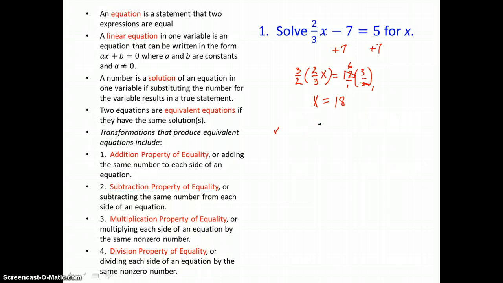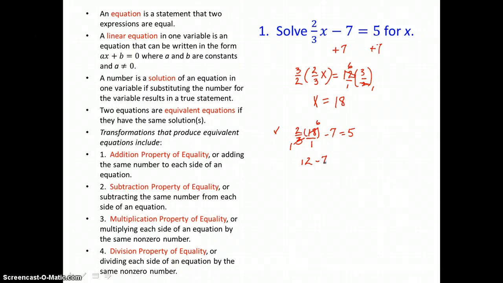Now we can always check our solution, x equals 18. We can substitute 18 into that original equation for x, simplify, and see if we get a true statement. So we want to simplify on the left and see if that equals 5, which is on the right. So we'll multiply first, canceling this factor of 3 top and bottom. 3 goes into 18 6 times and into itself once. So we get 2 times 6, or 12. Again, we have a denominator of 1 that we don't have to show.